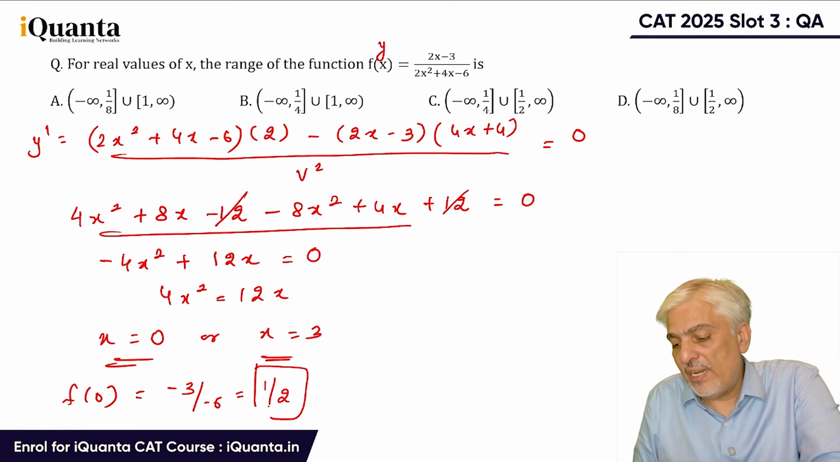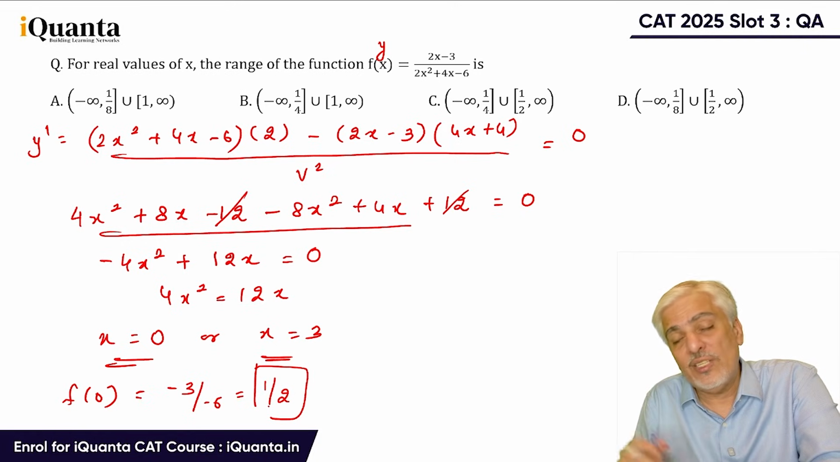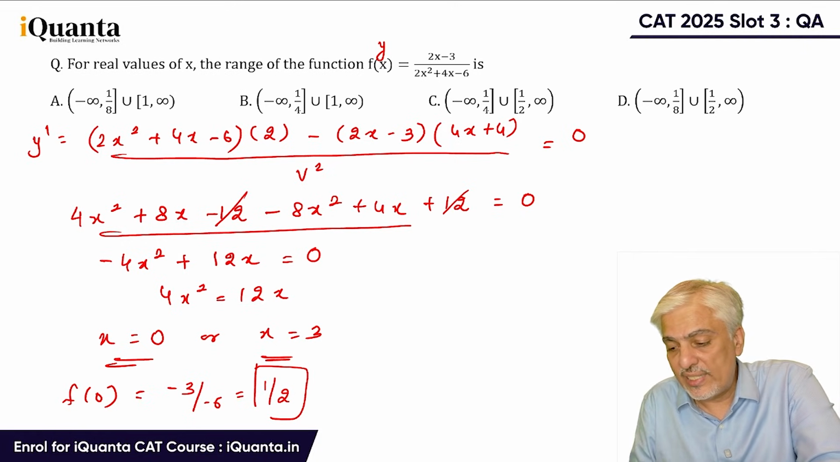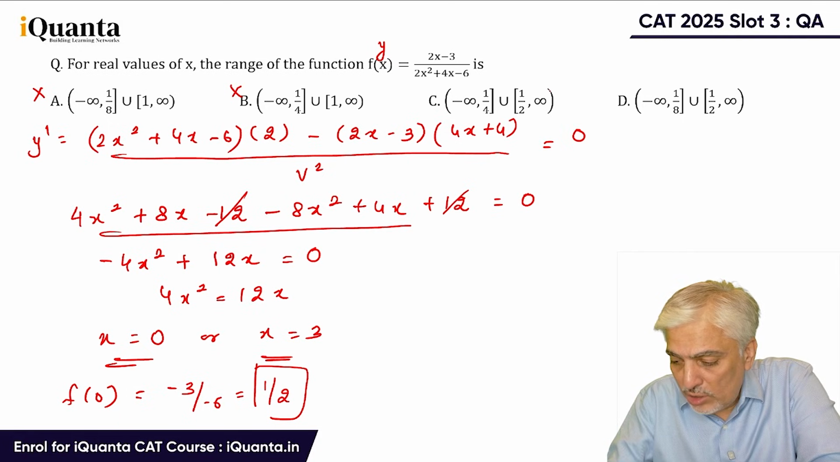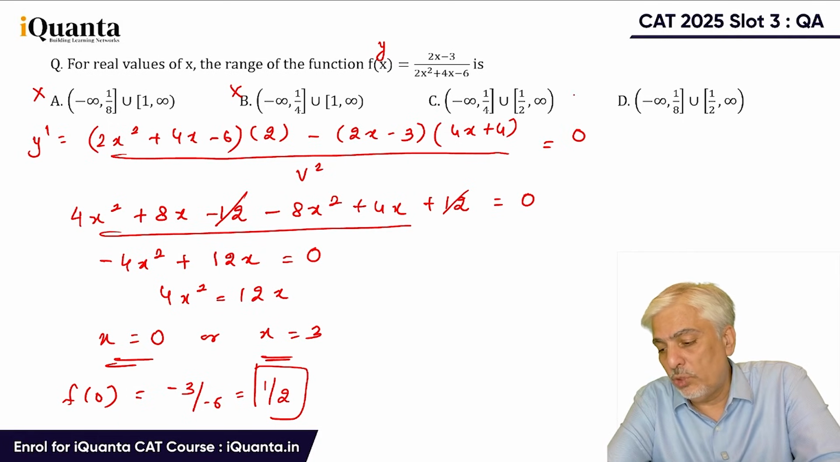So I know that my answer has to have a half because one of the range, either on the upper side or the lower side, is half. This option doesn't have a half. This option doesn't have a half. This option has a half. So answer can be third or fourth option.